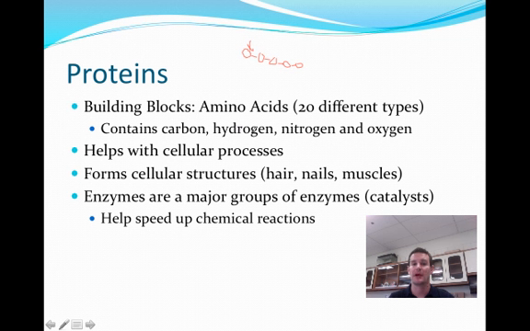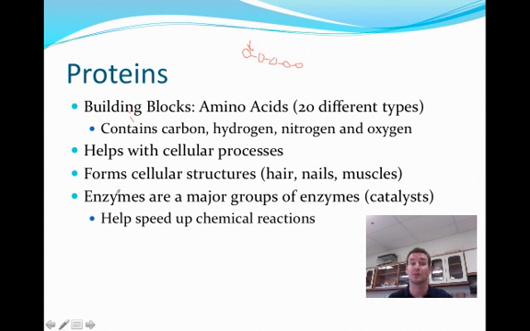Protein contains carbon, hydrogen, and oxygen, but this one also contains nitrogen. So finally we got this right, all right? Proteins help with any type of cellular process. They form lots and lots of cellular structures, like your hair, your nails, your muscles are very heavy in protein.